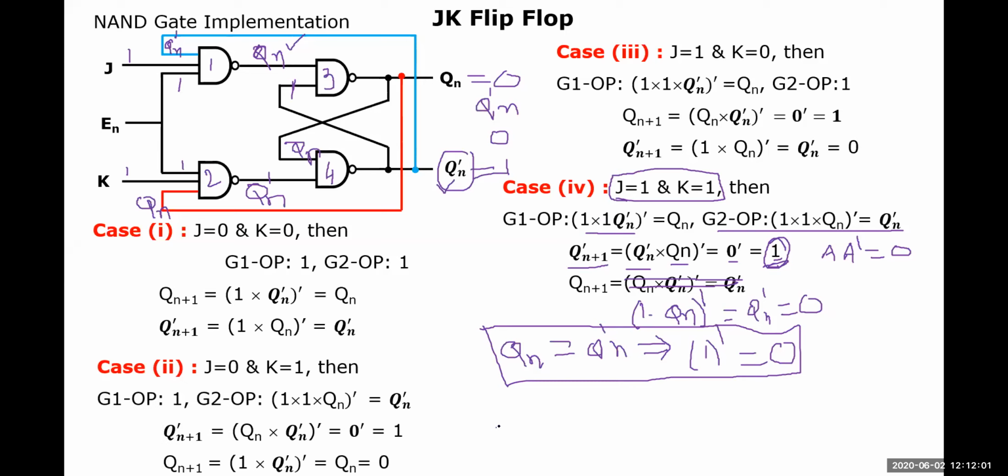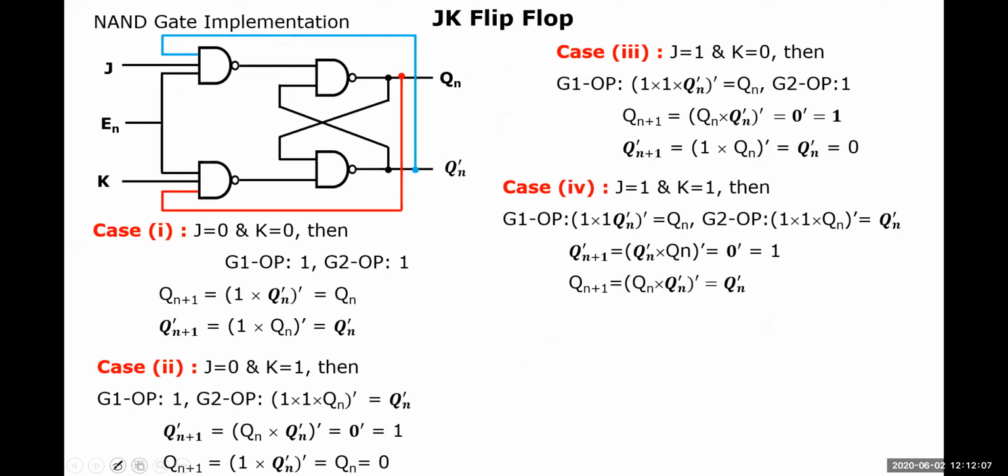So only one thing you need to consider, remaining everything is okay. You may get confused only at one particular place, and that place will be this one here. Already you got the output as Qn here, and here it is Qn complement. So you got Qn complement here.